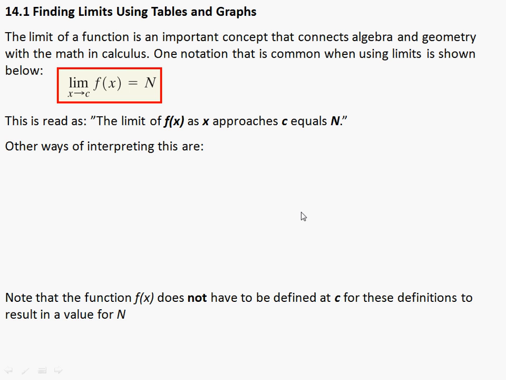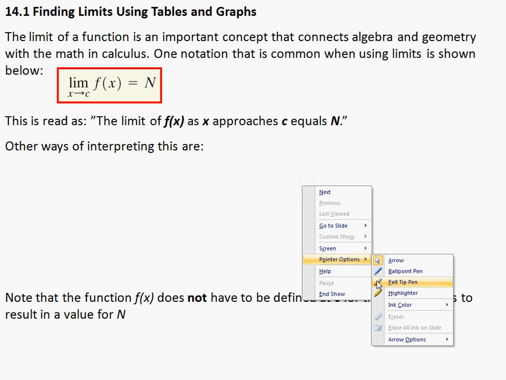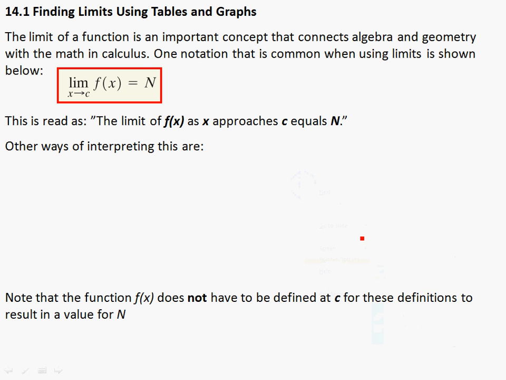Okay, so 14.1, limits. So the connection between algebra, geometry, and then the stuff you'll learn hopefully next year in calculus, which most of you will probably go on to. So here's the notation that deals with limits. This says the limit of the function f of x as x approaches c equals n.